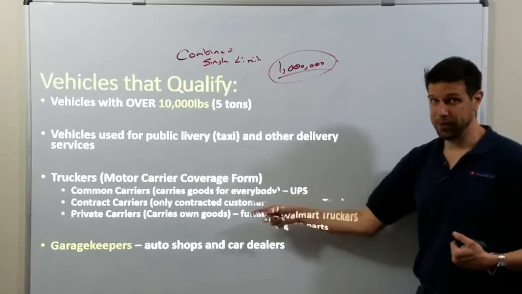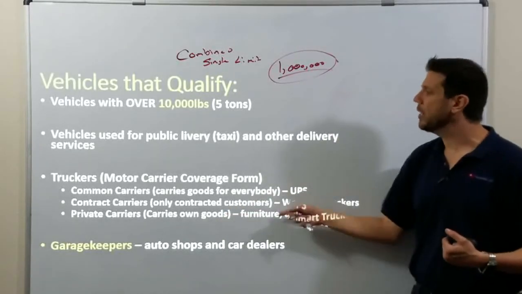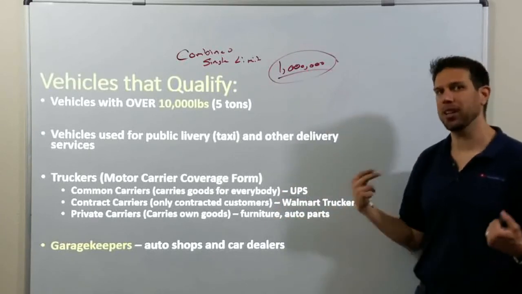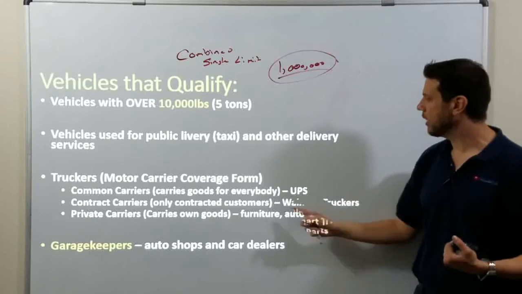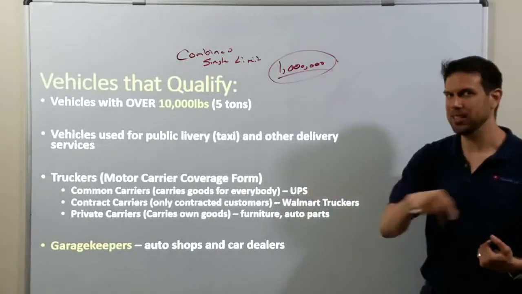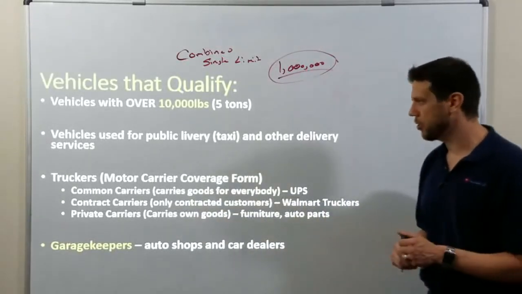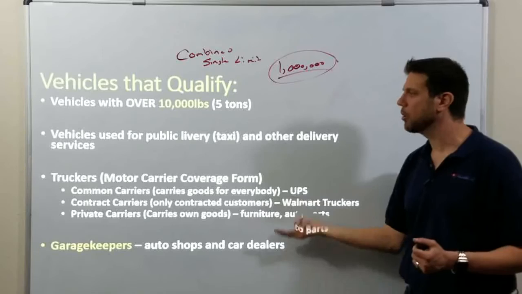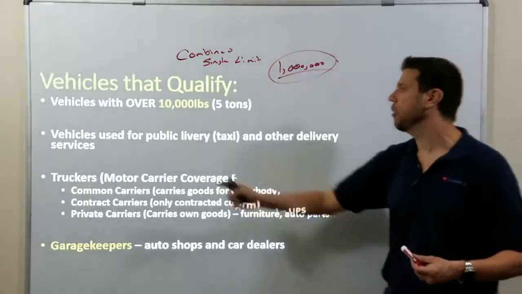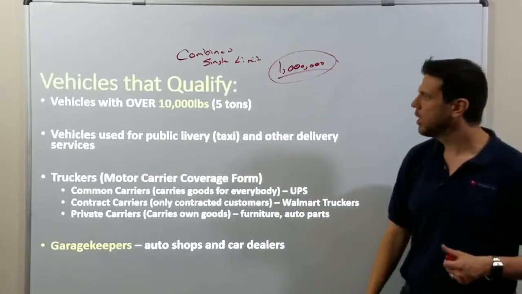Private carriers only carry their stuff. Private carriers are the safest, and they get the lowest premiums because they know every time what's in the back. They don't have to rely on somebody else putting it in the back of their truck because they put it there themselves. That's like a furniture dealership or a Napa Auto Parts, little trucks that carry stuff from store to store. Private carriers are cheap truckers insurance because they're relatively low risk. So truckers insurance is now called Motor Carrier Coverage Form, and that covers all truckers.